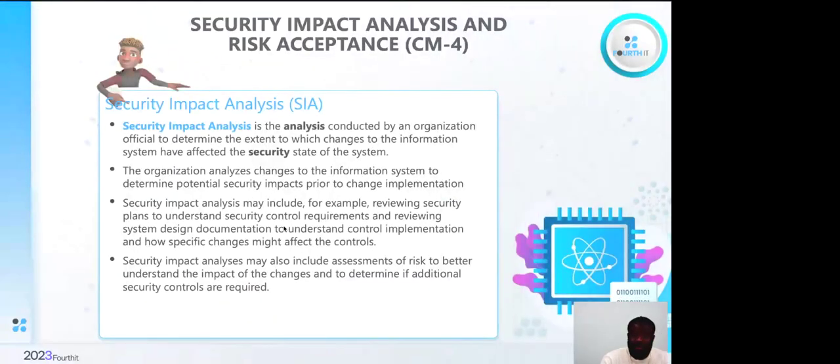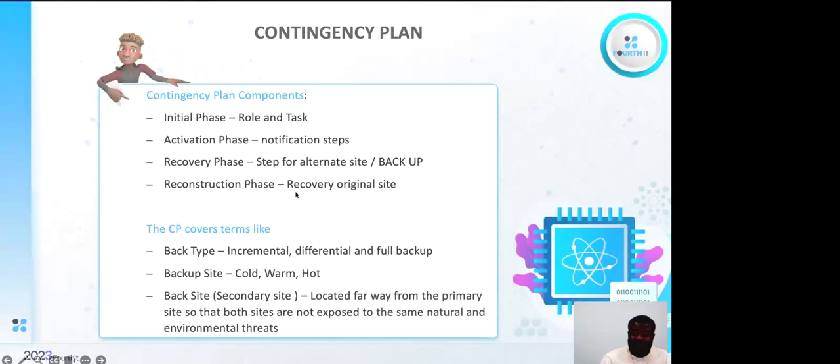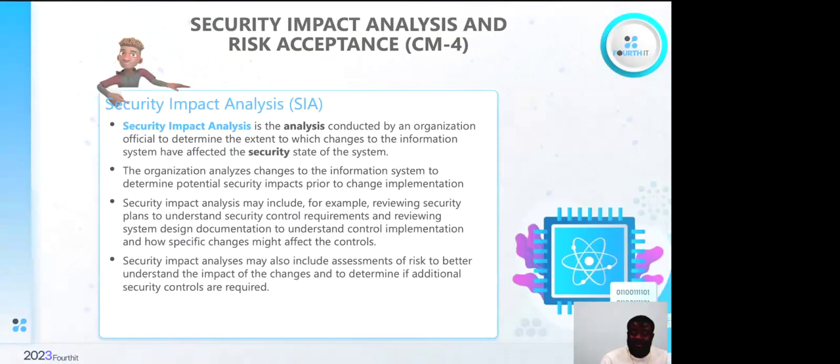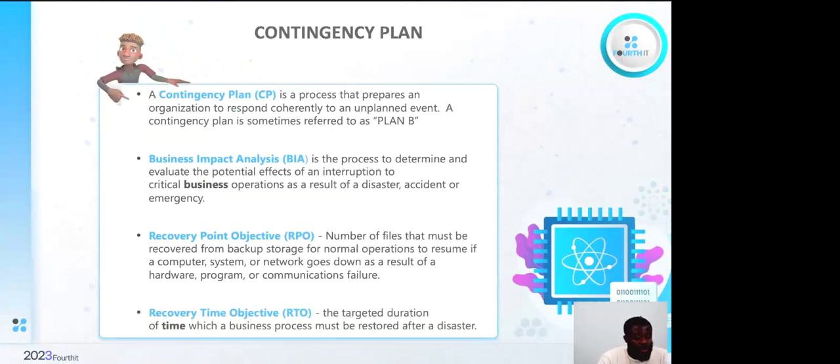It's just a document. I've been asked a question about it, but the only question is what is the difference between an SIA and a BIA? Security impact analysis and a business impact analysis, because they work hand in hand. But we go into the next documentation we want to talk about. We are going to talk about contingency planning, and we want to talk about the BIA, RPO, and RTO.